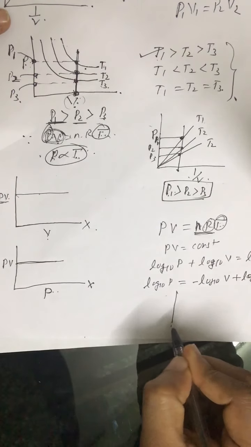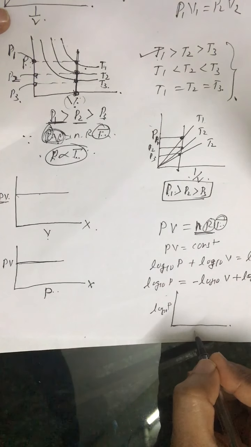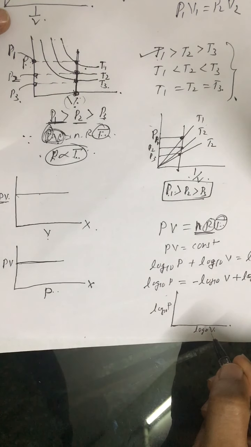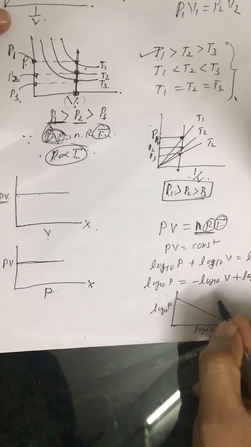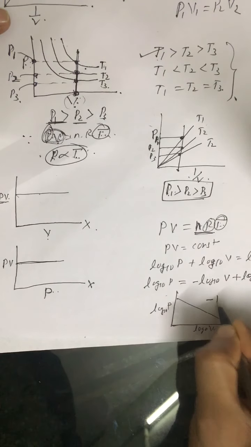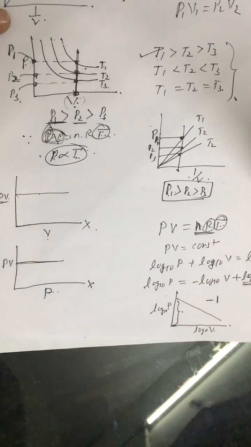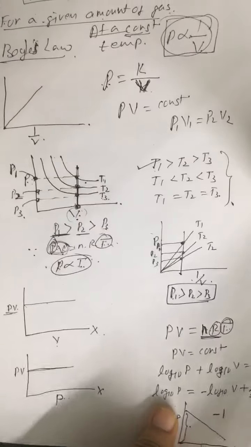Now if you draw a graph between log of P and log of V, then you get a negative slope, and the slope is -1, and the value of intercept is log of K. So these are some relations from Boyle's law.